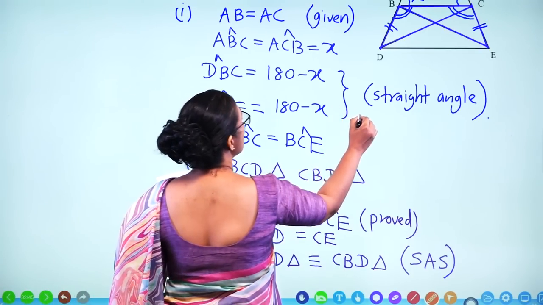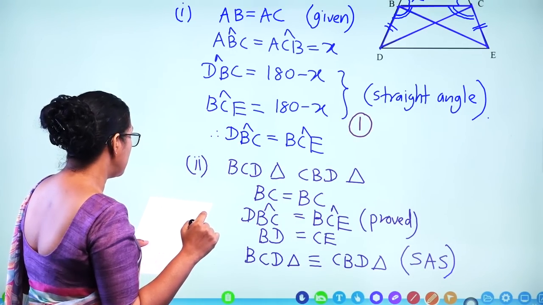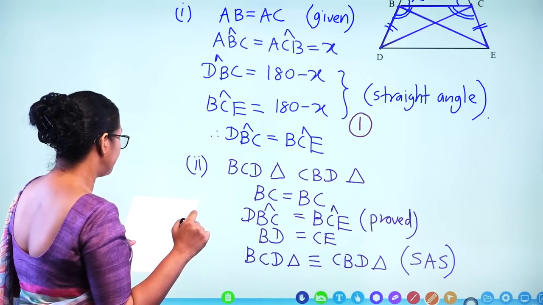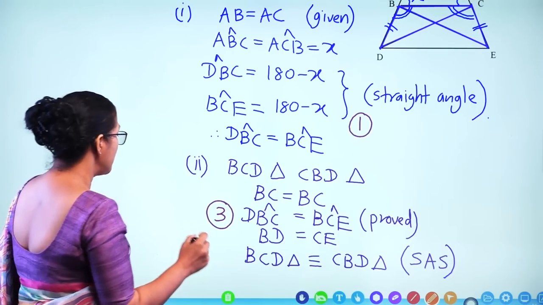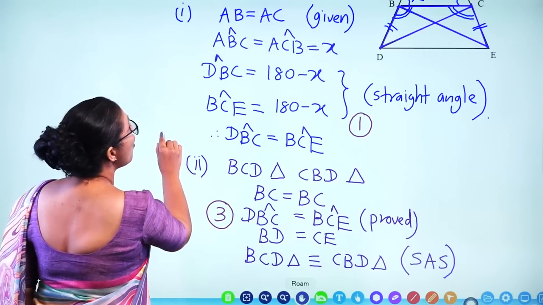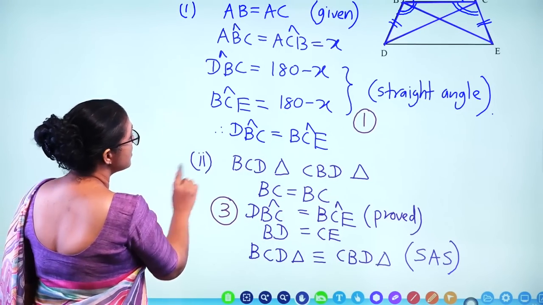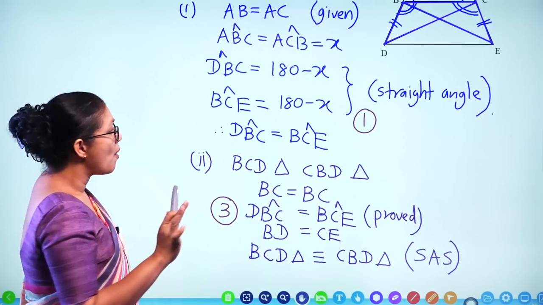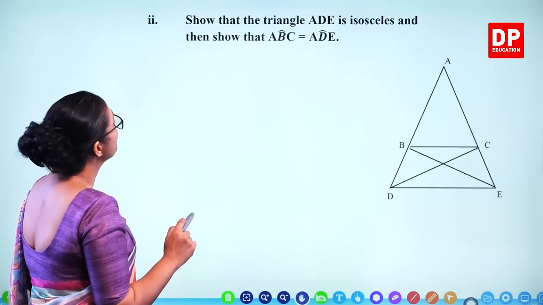1 mark for showing these two angles are equal and 3 marks given for congruency, showing these two triangles are congruent. So all together you get 4 marks for this part. Let's take the next one. Part 2.